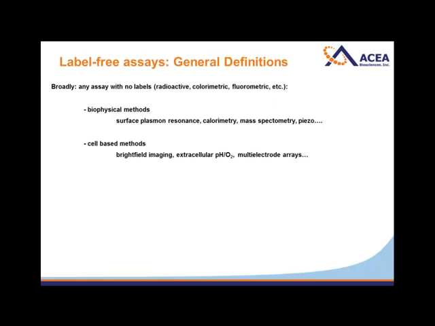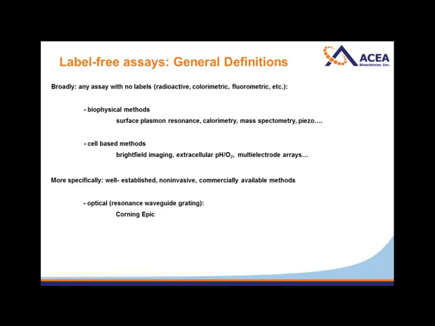Again, there's a wide array of different technologies out there, looking at metabolomics, or multi-electrode arrays for looking at the action potential of cells. But what we're going to focus on today is a class of well-established, non-invasive, commercially available methods, which is what the impedance biosensors fall into. These fall into two different classes. One is an optical class, resonance waveguide grating. Right now that's commercialized by Corning. It's the Corning EPIC system.